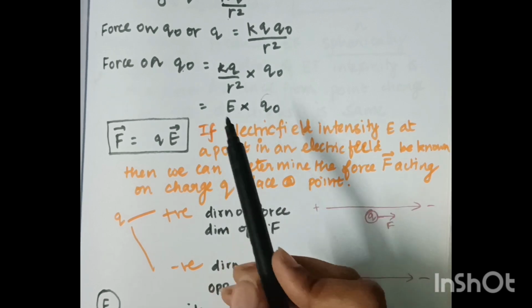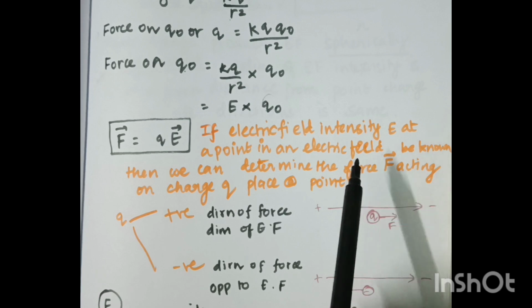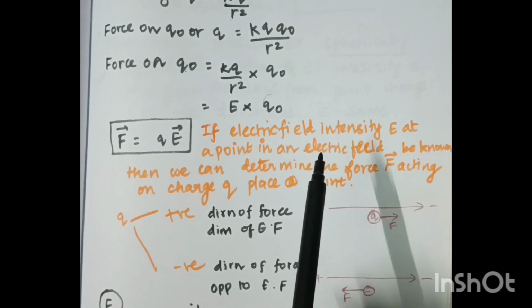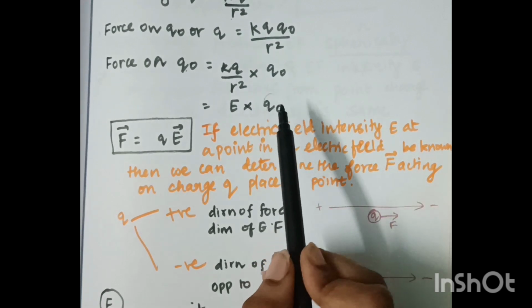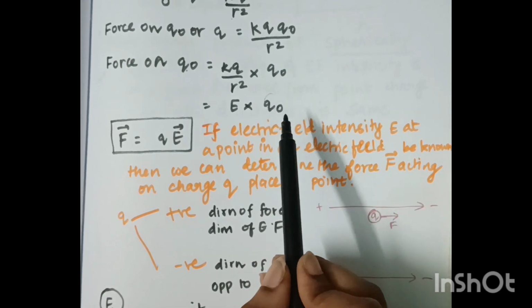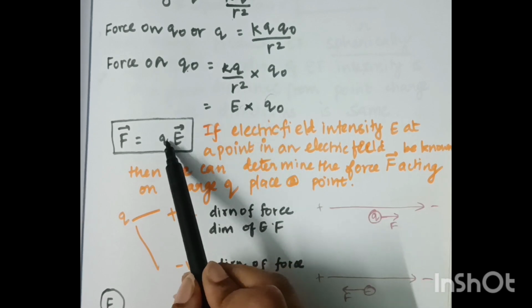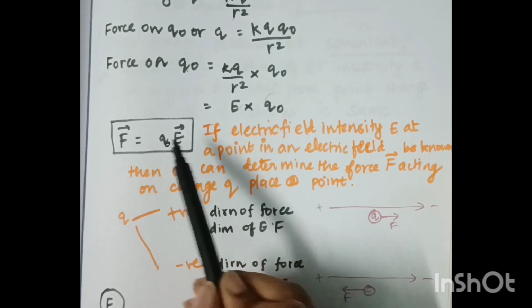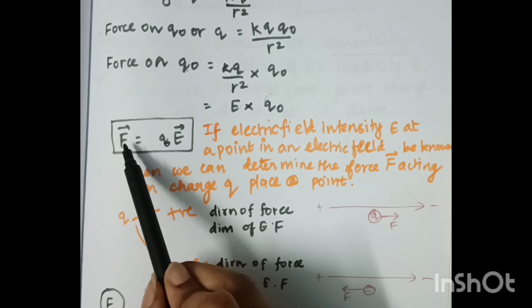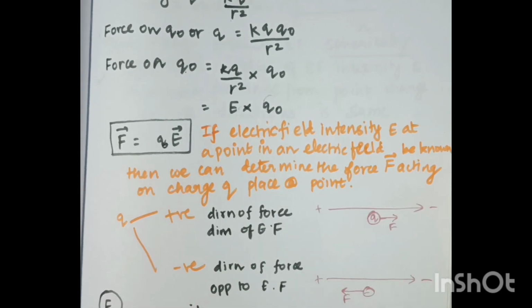So that is what I have already told. If we know the value of electric field in that region, and if we keep a charge Q naught in that region, to get the force on Q naught you have to simply multiply Q naught and the electric field. This I have shown for a general condition. Force is equal to Q into electric field.